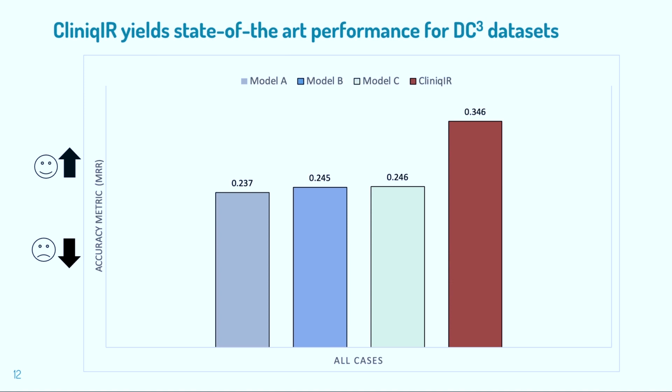So, to evaluate the effectiveness of Clinic IR, we had to test it on a popular disease dataset called the DC3 dataset. The DC3 dataset contains 30 complex, unique, difficult-to-diagnose disease cases that lack labeled examples. So research previously hasn't focused on those datasets because they lack labeled data. We compared Clinic IR's performance on that dataset with other biomedical models. And our result here shows that Clinic IR, which is in red, clearly performs better.